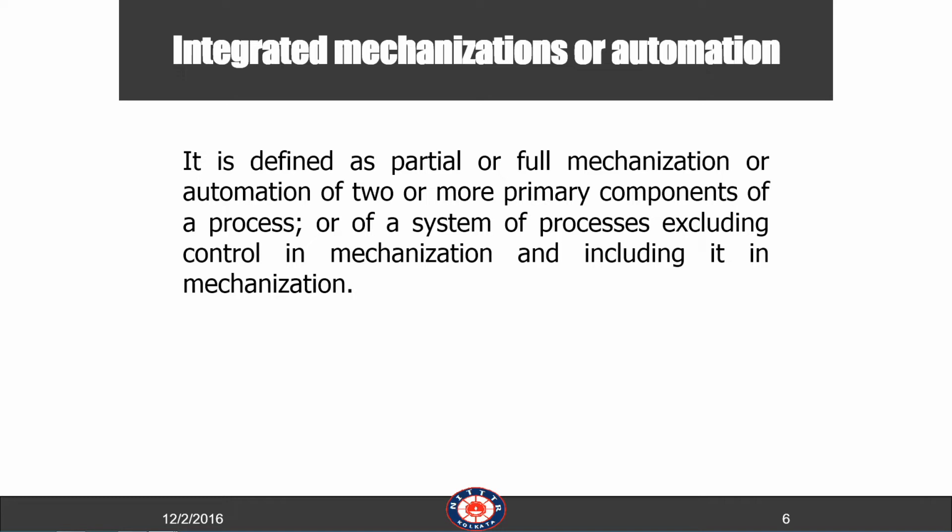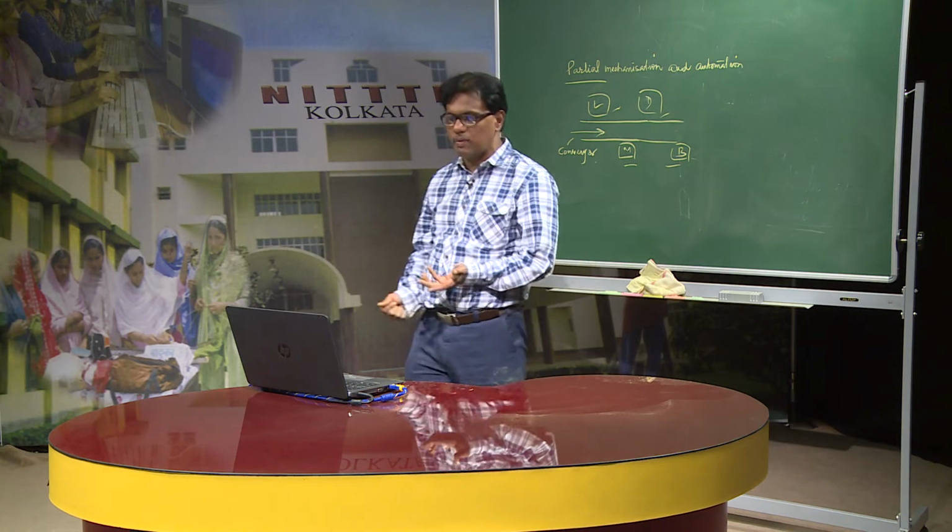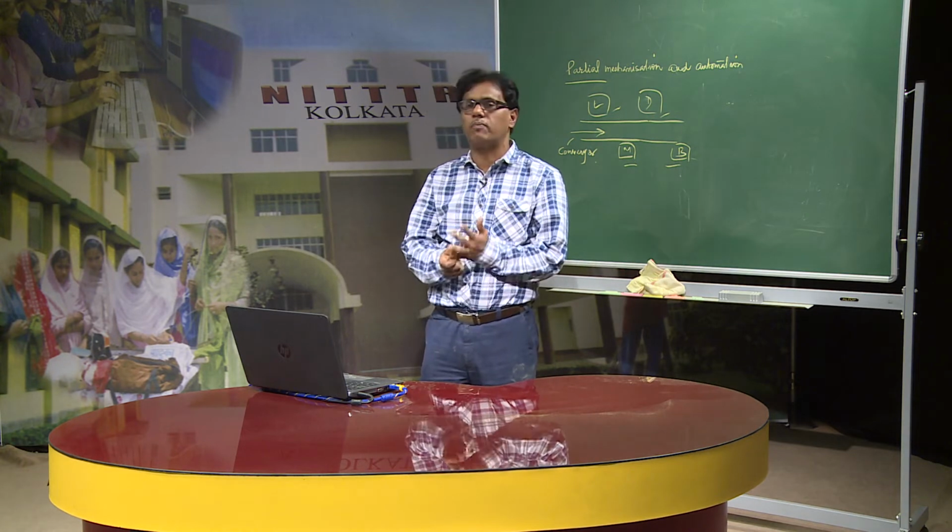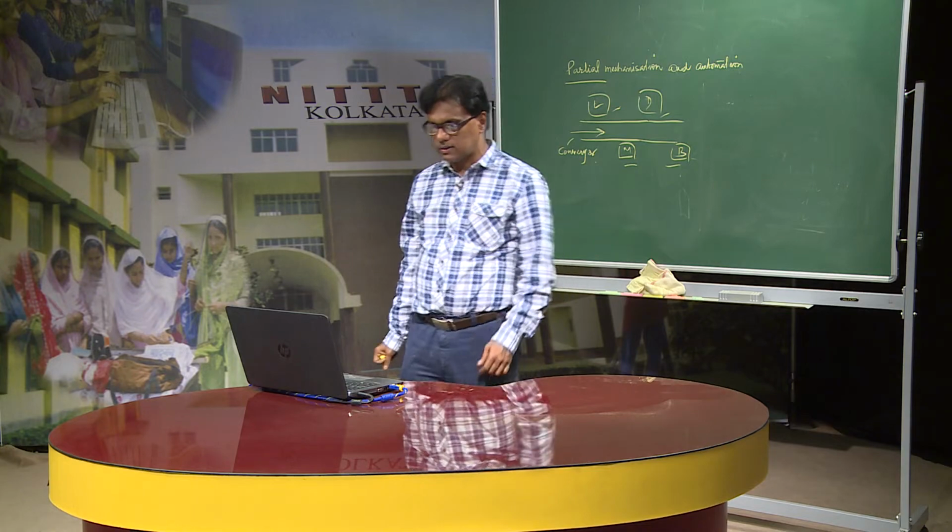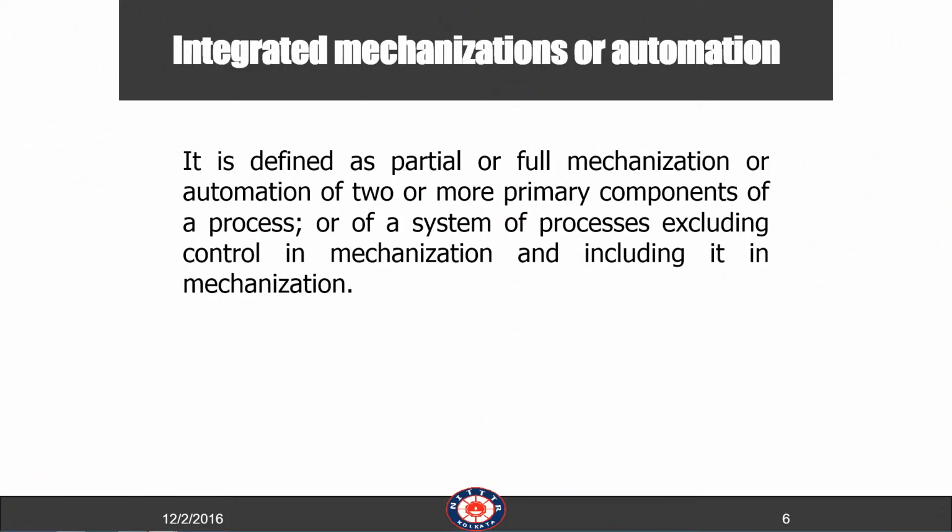These are some very basic definitions of partial automation or integrated mechanization. What is integrated mechanization? It is defined as partial or full mechanization or automation of two or more primary components of a process or a system, excluding control in mechanization and including it in automation.